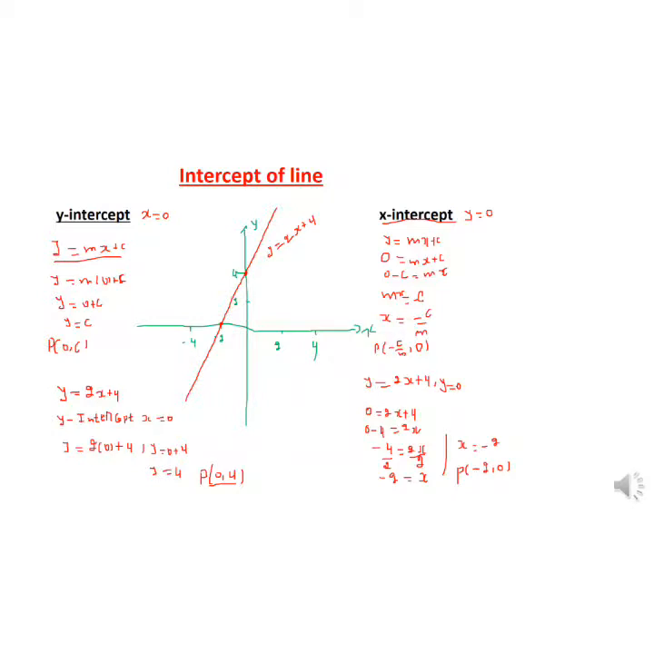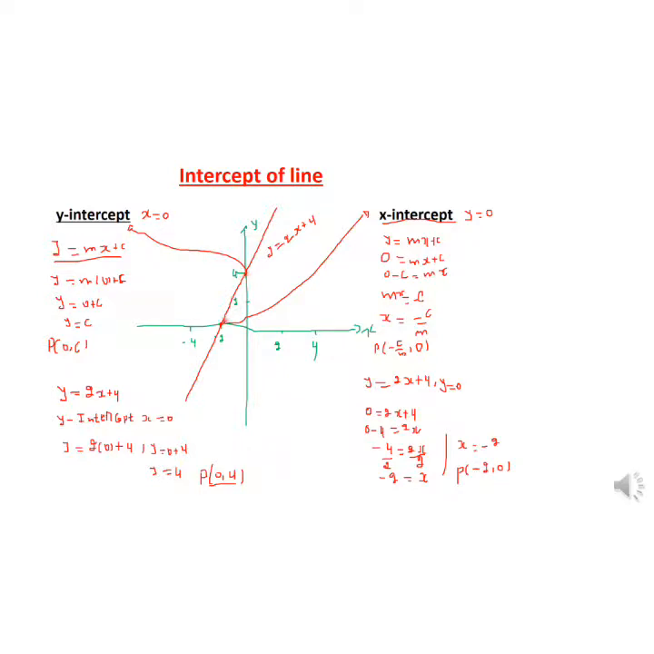It passes through this y-intercept, at 0 and 4, at the value of 4. This one is the x-intercept. So the intercepts of a line mean that the equation of the line passes through the y-axis at the value of 4.